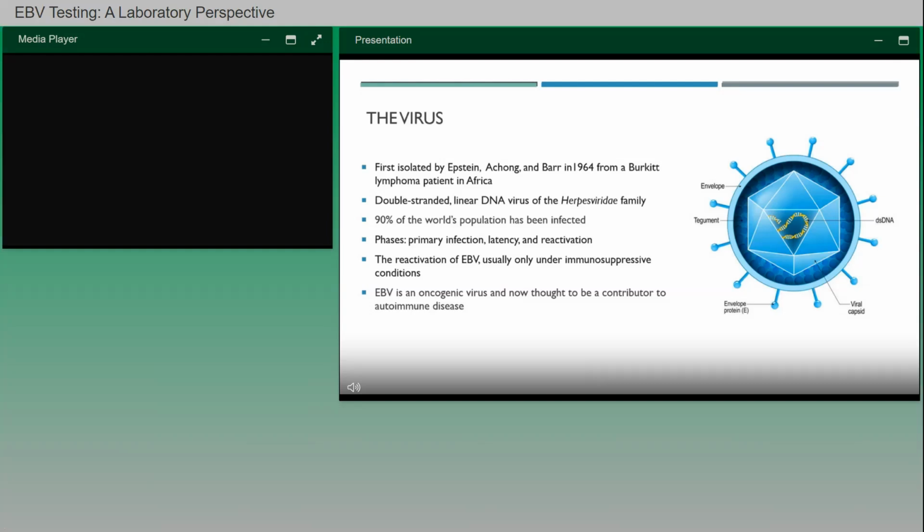The primary phase is you get a primary infection and then a latency where the virus will stick around. And in some folks, usually those who are immunocompromised or immunosuppressed for some reason, you can also get a reactivation phase. And as I mentioned, EBV is now known to be an oncogenic virus, and even thought to be a contributor to some autoimmune disease.